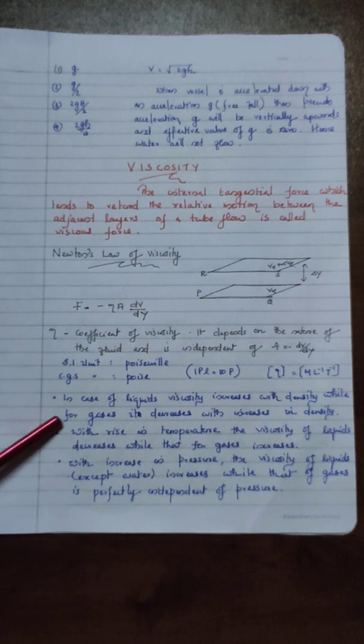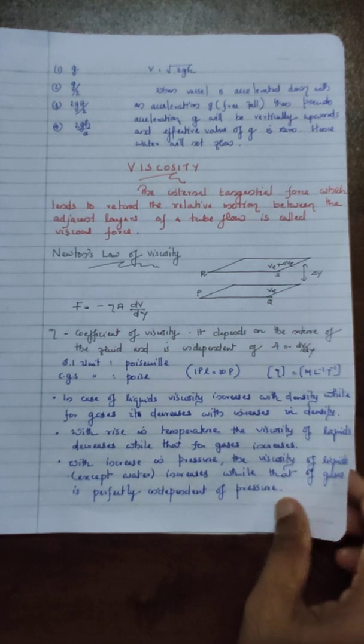Keep in mind, in the case of liquids, viscosity increases with density, while for gases it decreases with increase in density. With a rise in temperature, the viscosity of liquids decreases, while that of gases increases. With increase in pressure, the viscosity of liquids increases, while that of gases is perfectly independent of pressure. And the case is entirely different for water.